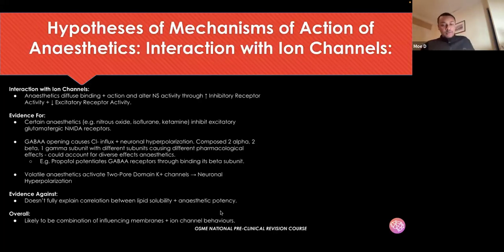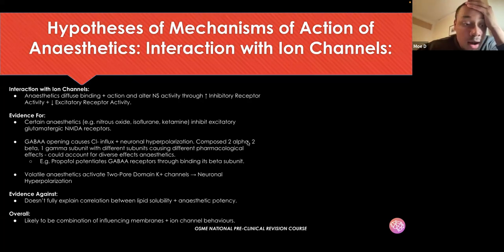And the other hypothesis, which is a bit more popular, is the interactions with ion channels. It states that anesthetics have diffuse binding and action, and they alter the activity of the nervous system through increasing the activity of inhibitory receptors and decreasing the activity of excitatory receptors. And evidence for this is that certain anesthetics, such as nitrous oxide, isoflurane, and ketamine, work through inhibiting excitatory glutamatergic NMDA receptors. And quite an important receptor in this theory is the GABA receptor.